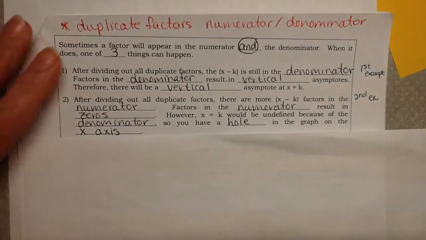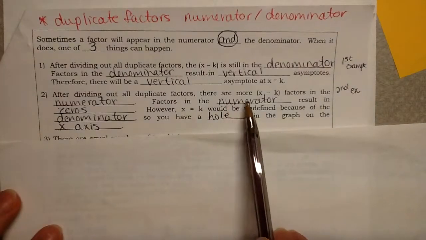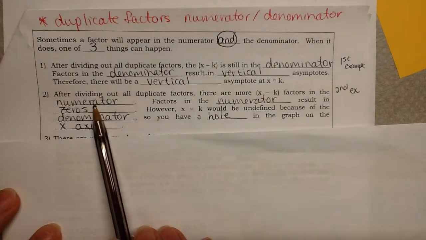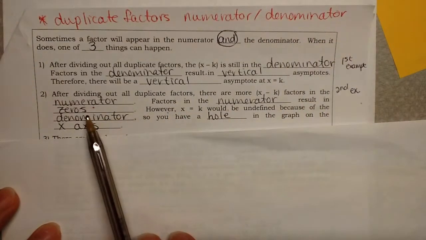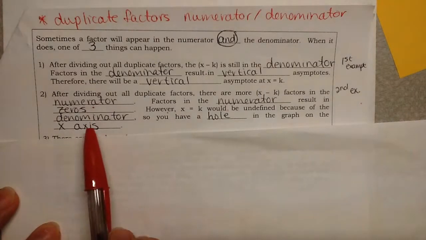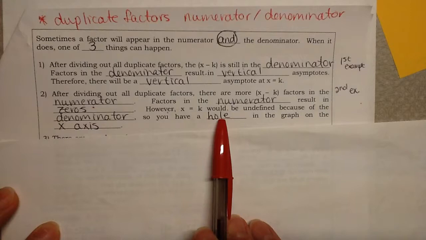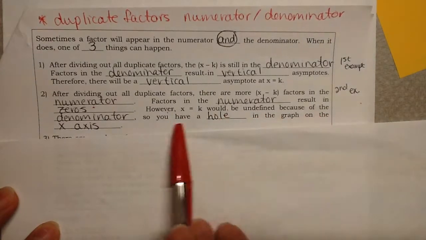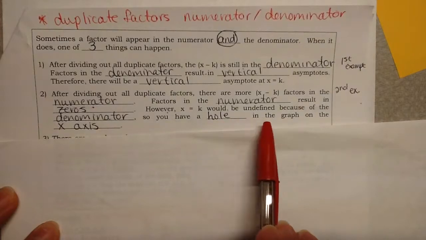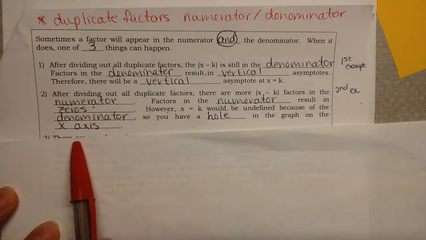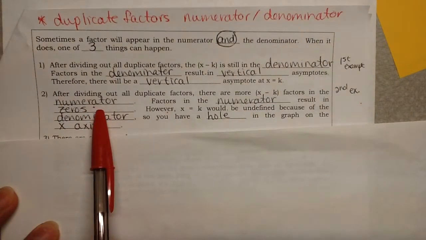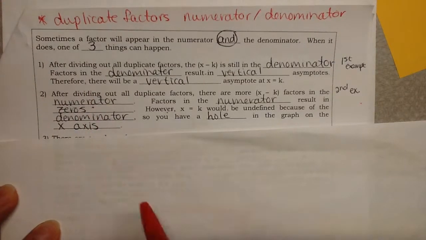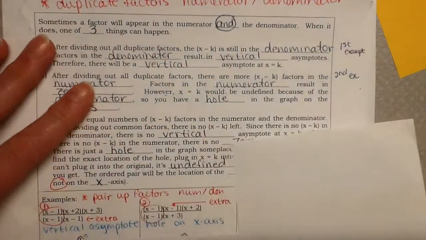The next one is after you divide out all duplicate factors and there are more x minus k factors in the numerator, so that's the second example. Then the factors in the numerator result in 0, remember that from the first part of section 8.4. However, if x minus k is also in the denominator, it's going to be undefined. So you have a hole in the graph on the x-axis, because when it's in the numerator, the factor represents a 0, but when there's also one in the denominator, it's going to be a hole on the x-axis. So let's go down to the second example here.